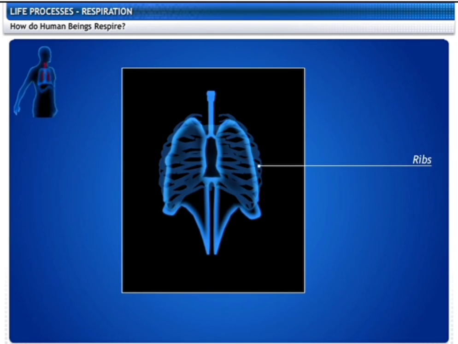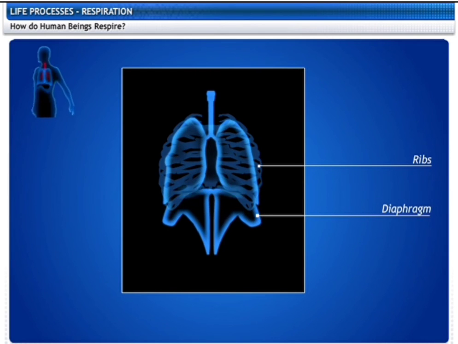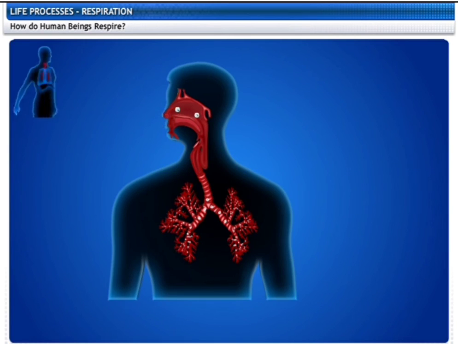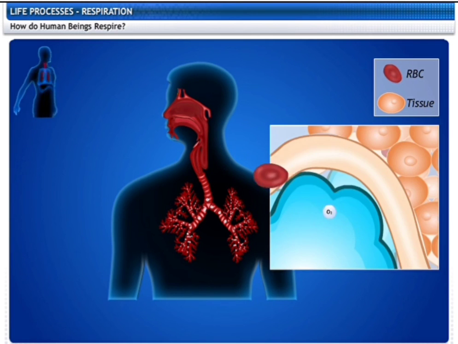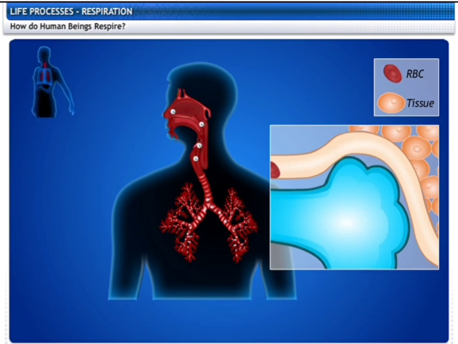When we breathe in, we lift our ribs and flatten our diaphragm. As a result, the chest cavity becomes larger. Air gets sucked into the lungs and fills the expanded alveoli. The oxygen in the alveoli is taken in by the red blood cells in the alveolar blood vessels. The oxygen in the red blood cells is then transported to all the cells in the body. The cells in turn release carbon dioxide, which diffuses into the blood and is then released into the alveoli.